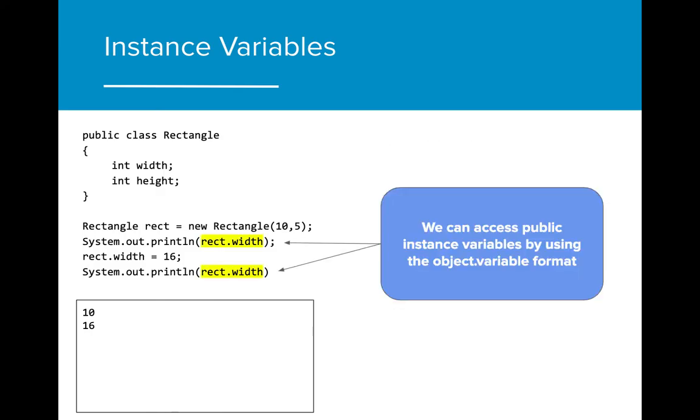As a side note, for any instance variables that are public, we can actually access their values directly by calling the object name, dot, and the variable name. This will locate the object variable and return its value.